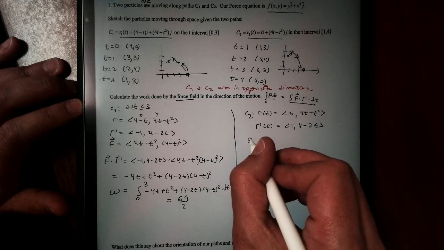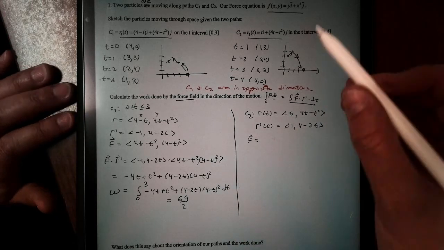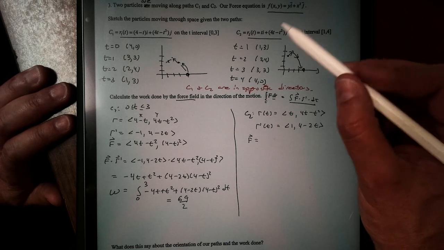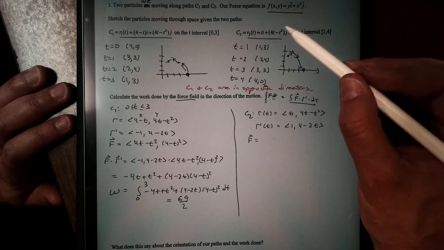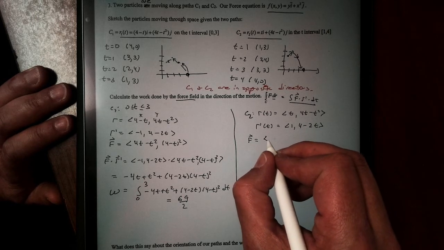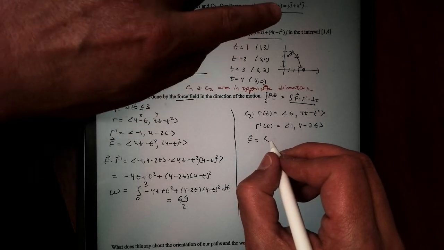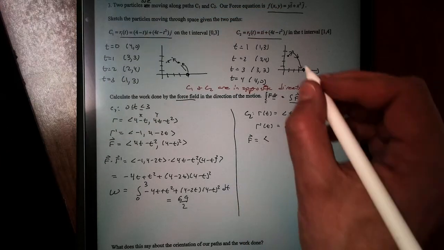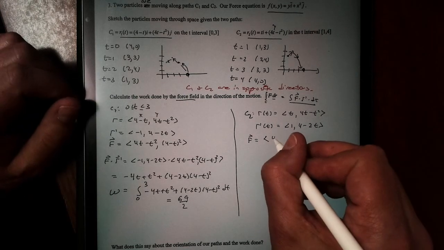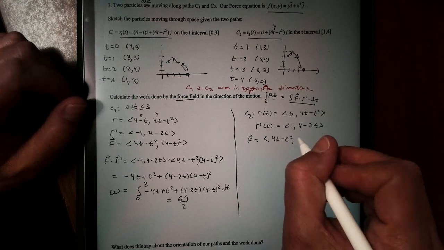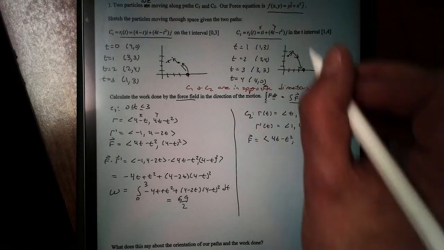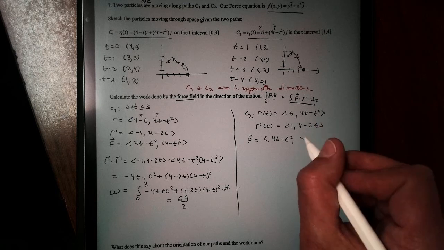We also need to parameterize our vector field. Remember, our vector field has to be on the same path. So this field is going to intersect this path, and so they have the same x values and the same y values. So my parameterization of my vector field, there's my y. Well, in this case, y is 4t minus t squared. So we got this 4t minus t squared, and over here, x squared, well, here x is just t, so comma, t squared.